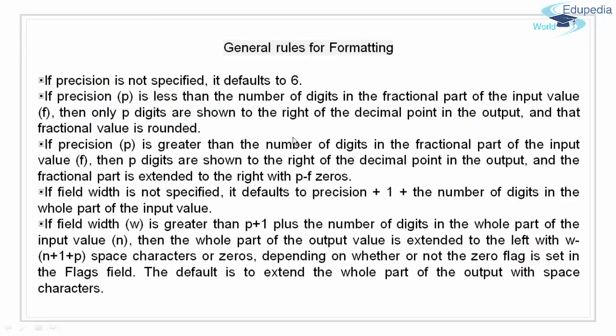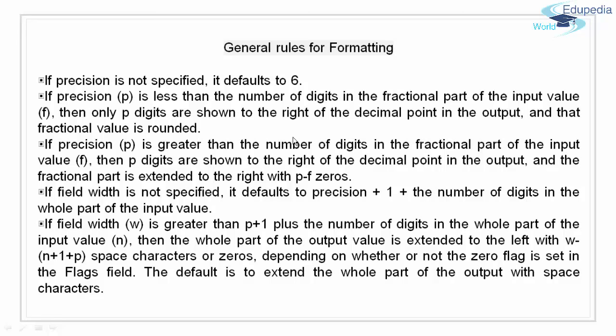Here are a few general rules for formatting. First, if the precision is not defined, it defaults to 6. Second, if precision is less than the number of digits in the fractional part of the input value, then only p digits are shown to the right of the decimal point in the output and the fractional value is rounded.